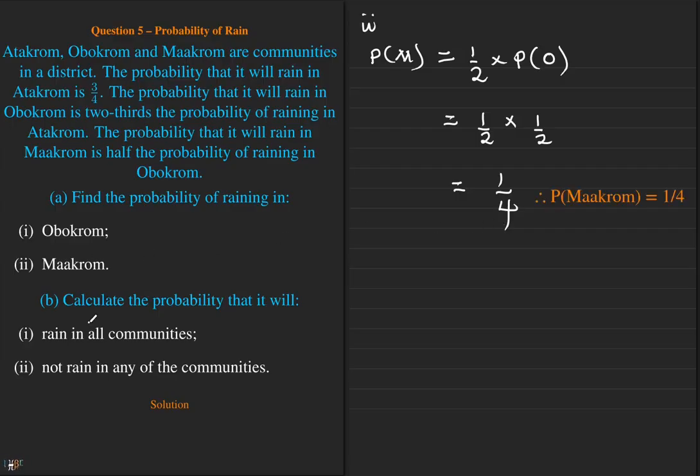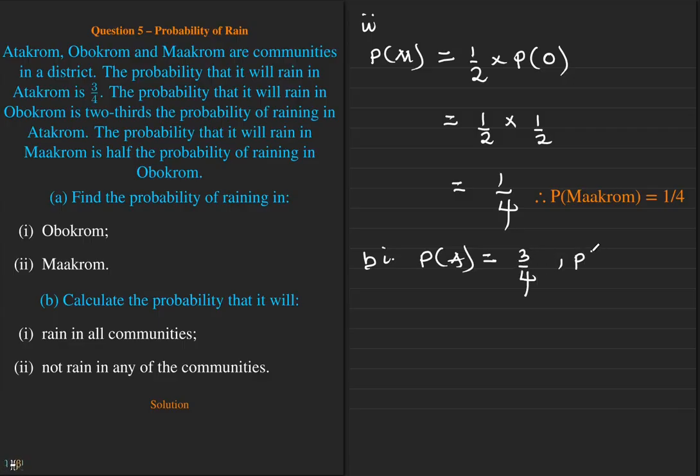Now, question B(i) says we should find the probability that it will rain in all communities. So for all communities, how do we go about it? We know the probability that it rains in Atakrom is simply 3 over 4.